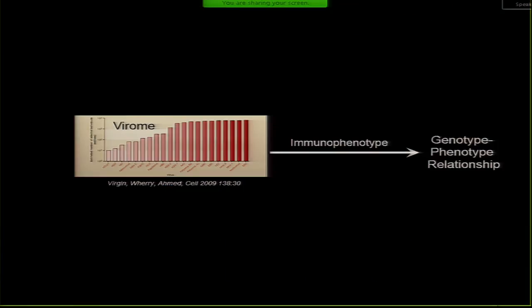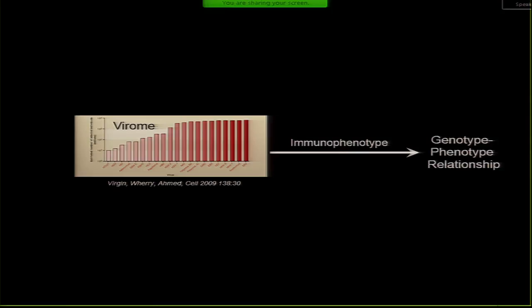So the first concept was this issue that if we're chronically infected all the time but apparently healthy, that may define our immunophenotype. And the immunophenotype is the state of your immune system when a new thing comes along, either a self-antigen or a foreign organism, okay? And so these viruses may be setting up our immune system and then controlling the genotype-phenotype relationship.